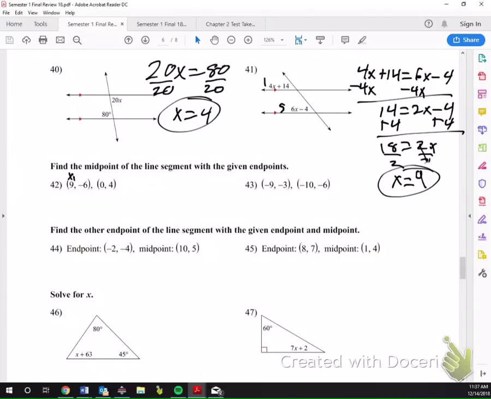Okay, it says find the midpoint of the line segment with the given endpoints. So I'm going to label my points x1, y1, x2, y2, and then I'm going to go get a cup of coffee. I'll be right back.